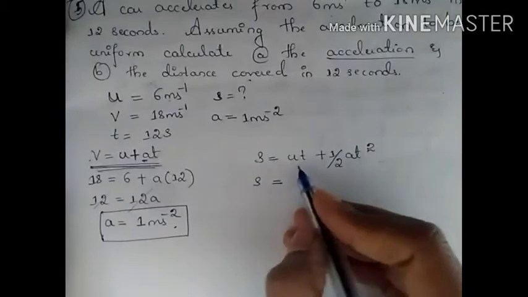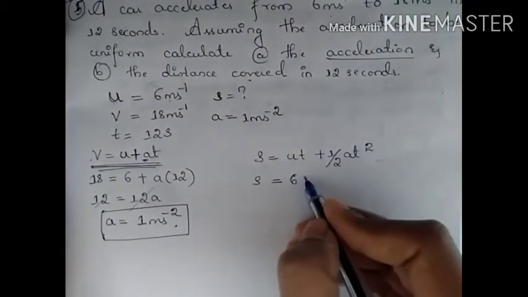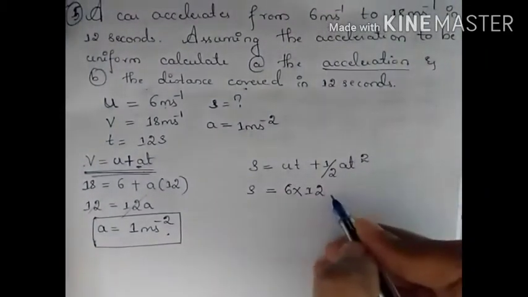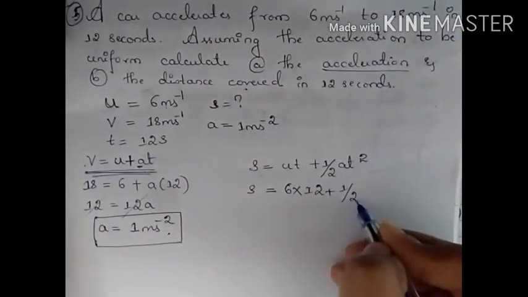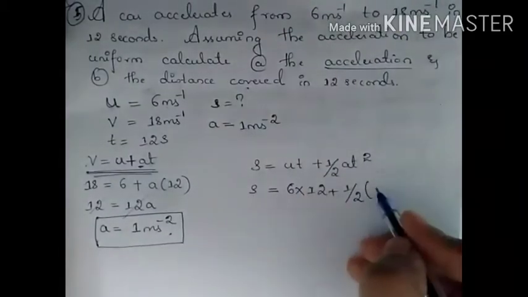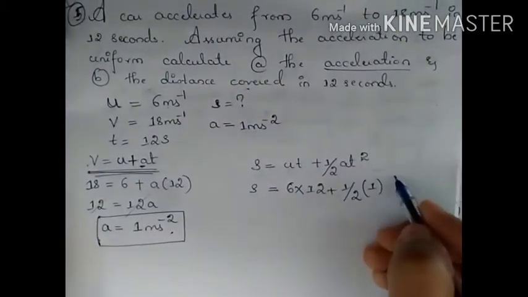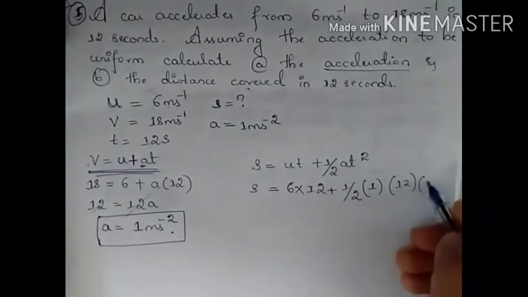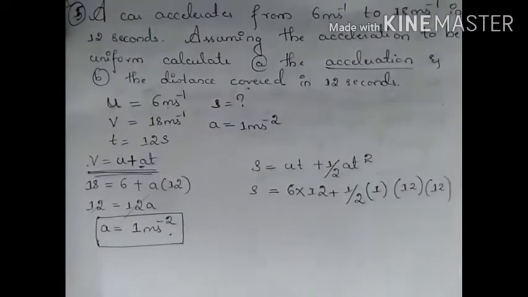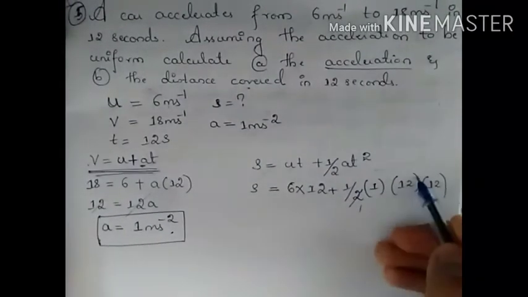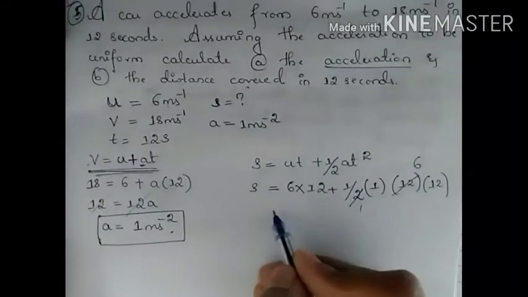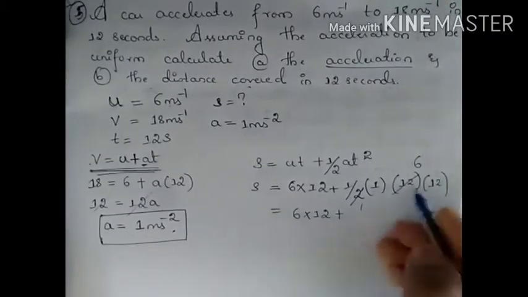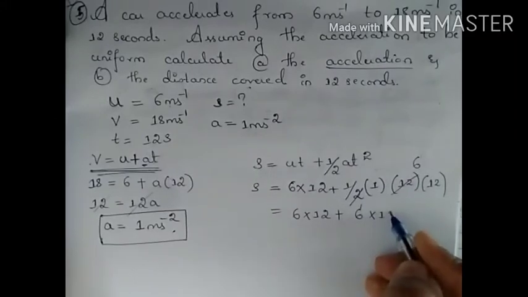U is 6 meters per second multiplied by 12, plus half A. A is how much? A is 1 meter per second square, and t square is 12 multiplied by 12. So 12 into 12 is 12 square. Now 2 ones are 2, 2 sixes are 6. So 6 multiplied by 12 plus 6 multiplied by 12.